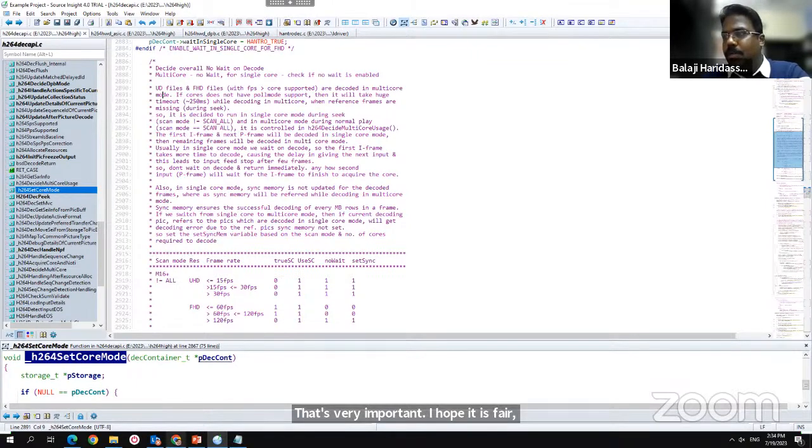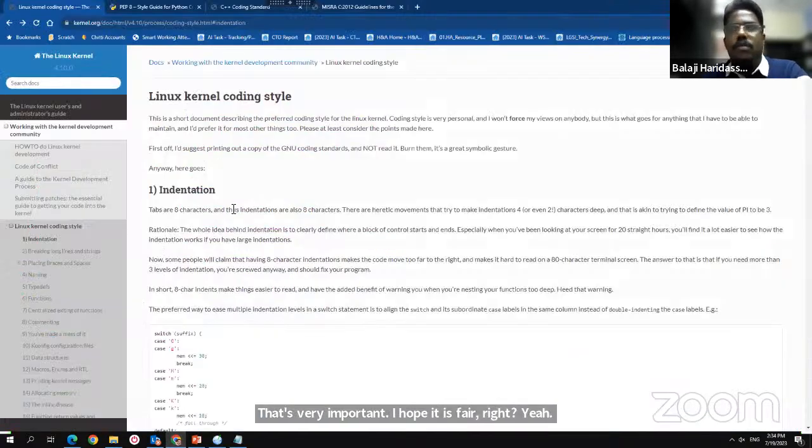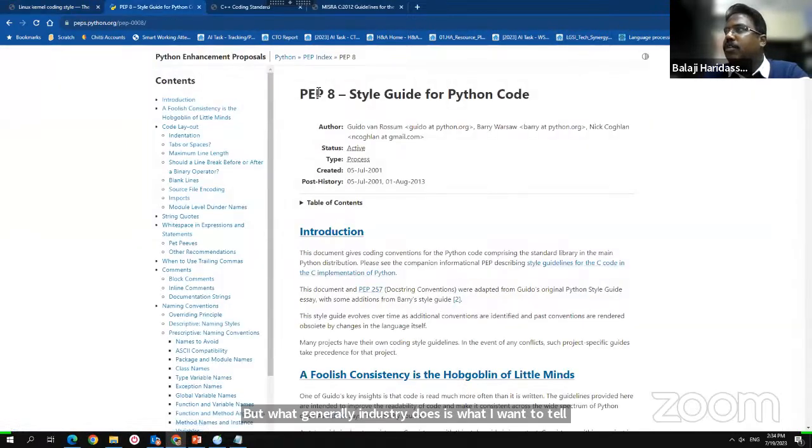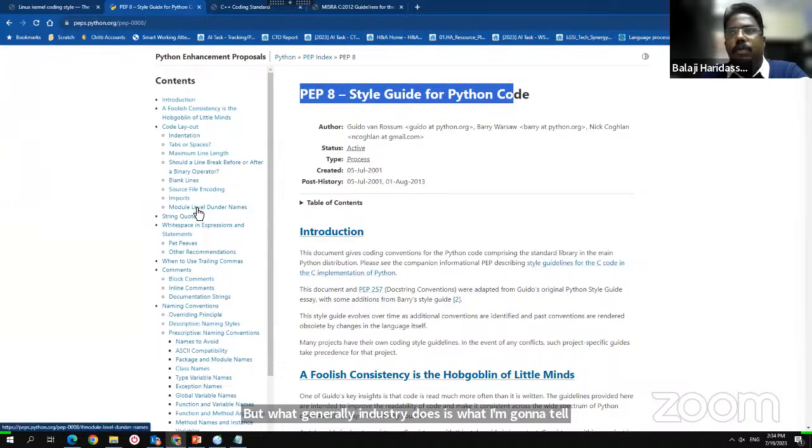Yeah. So if you ask me what coding standard to follow, I would say you don't need to follow any coding standard. You can create your own coding standard. But I'm going to tell you what the industry generally does. For Python, the industry uses a standard called PEP8. This is a very standard coding standard that everyone uses. Anyone using PEP8, it will be very visible in the code.